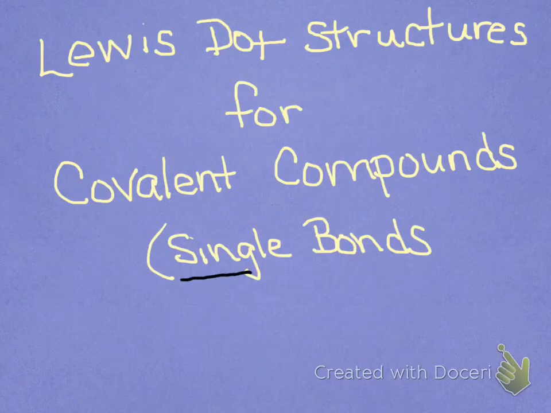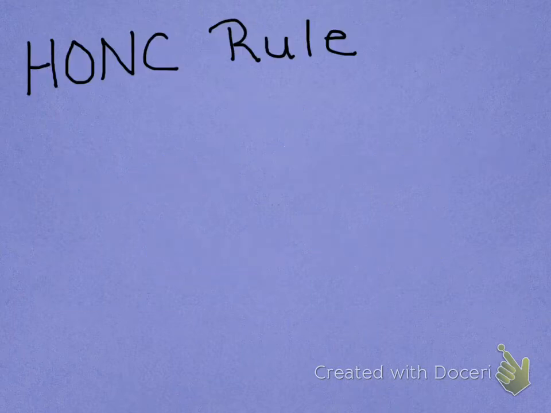Now, we're going to start small. We're going to draw covalent compounds with single bonds. What single bonds means is that they share 1 pair of electrons and only 1 pair of electrons. So let's think about this. Oh, before we get into this, I want to talk about something called the honk rule. This is going to help us figure out how many bonds certain elements can make.